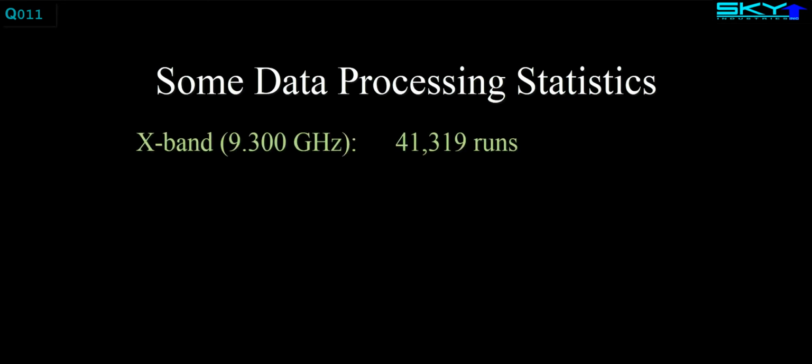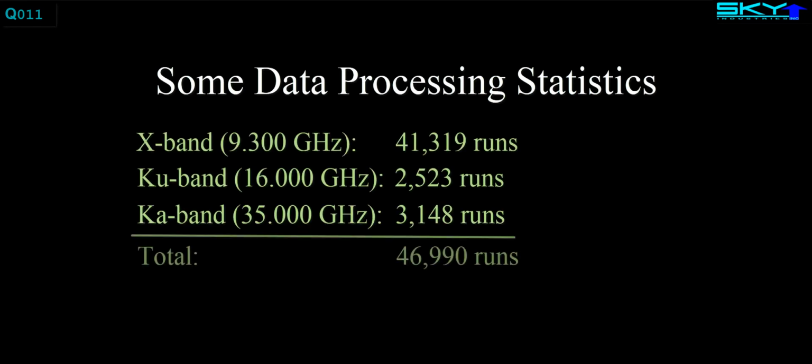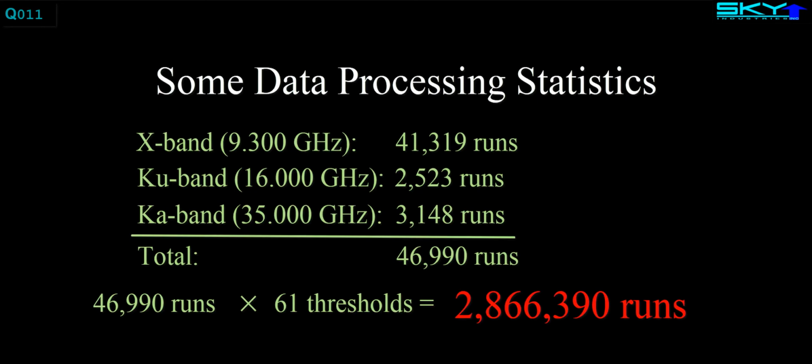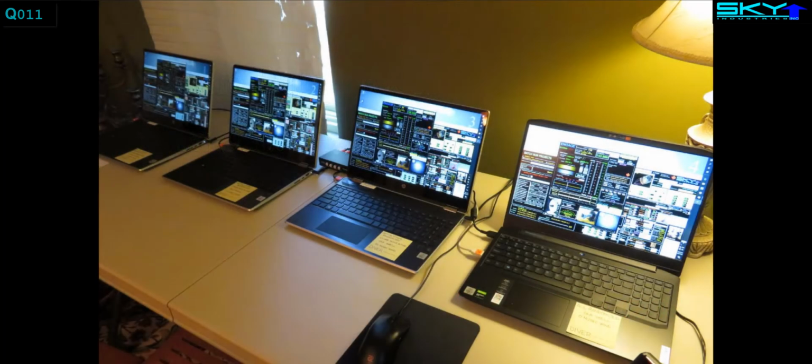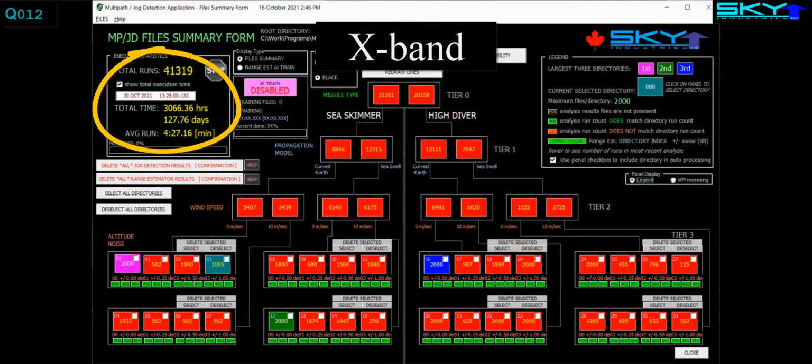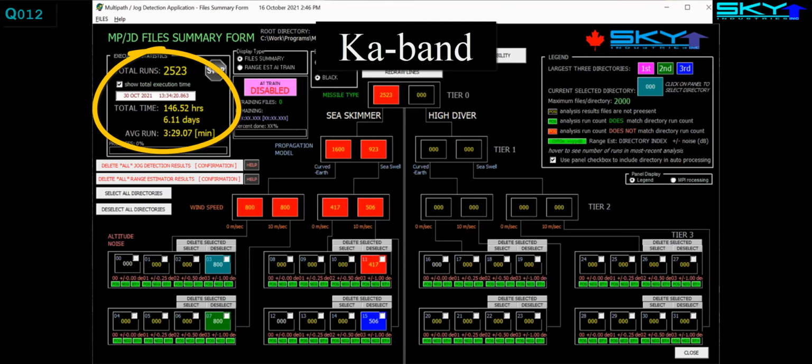This means that the analysis as presented here involved processing effectively just short of 3 million missile flyout simulation runs. This was done using 4 computers running continuously for a few weeks. It took a few months for the same computers to produce the simulation runs that are the input to this process.